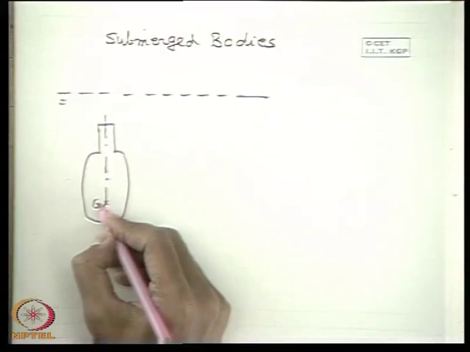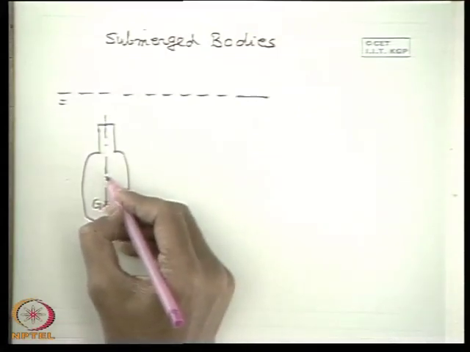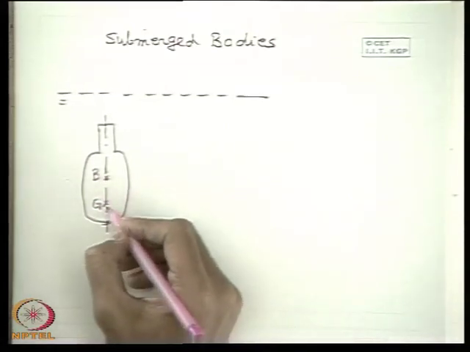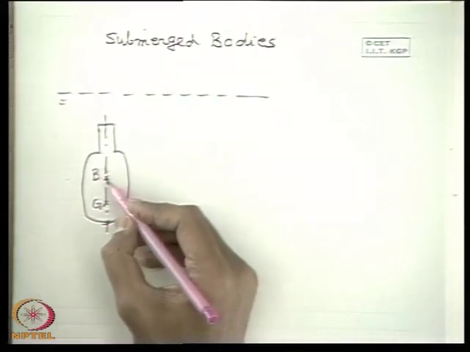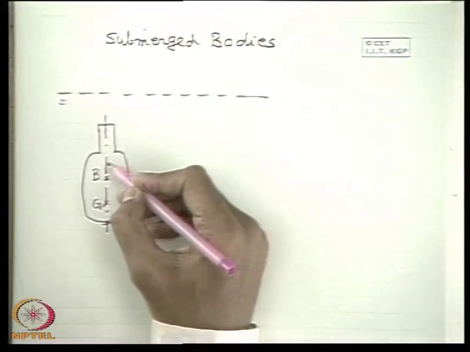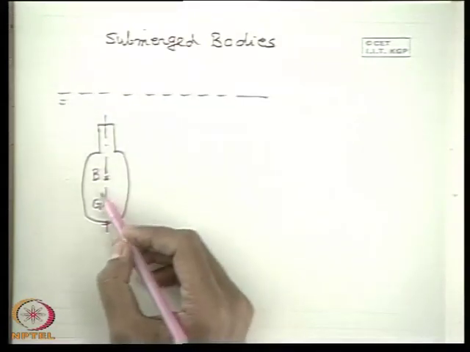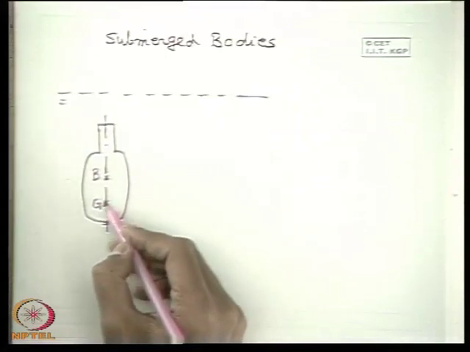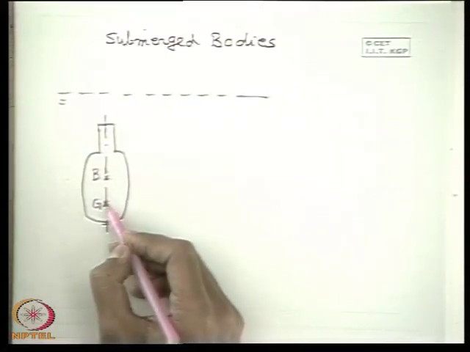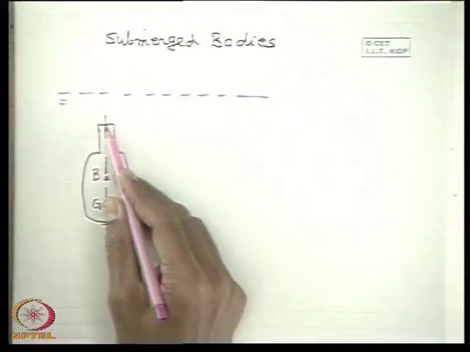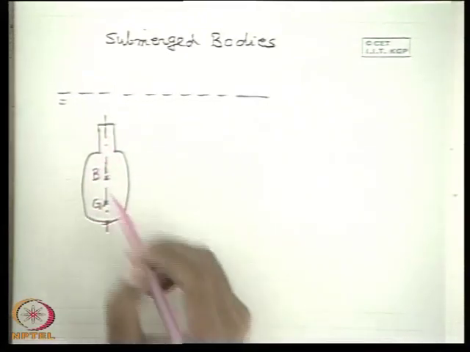One option is that, let this be the center of buoyancy, center of gravity may be below the center of buoyancy. Another option is that center of gravity may be coinciding with the center of buoyancy. Another option is that center of gravity will be above the center of buoyancy. This depends upon the relative distribution of mass over the volume. When gravity is below the center of buoyancy, it is bottom heavy. When gravity is above the center of buoyancy, it is top heavy. And when the mass is distributed uniformly throughout the volume, these two coincide.